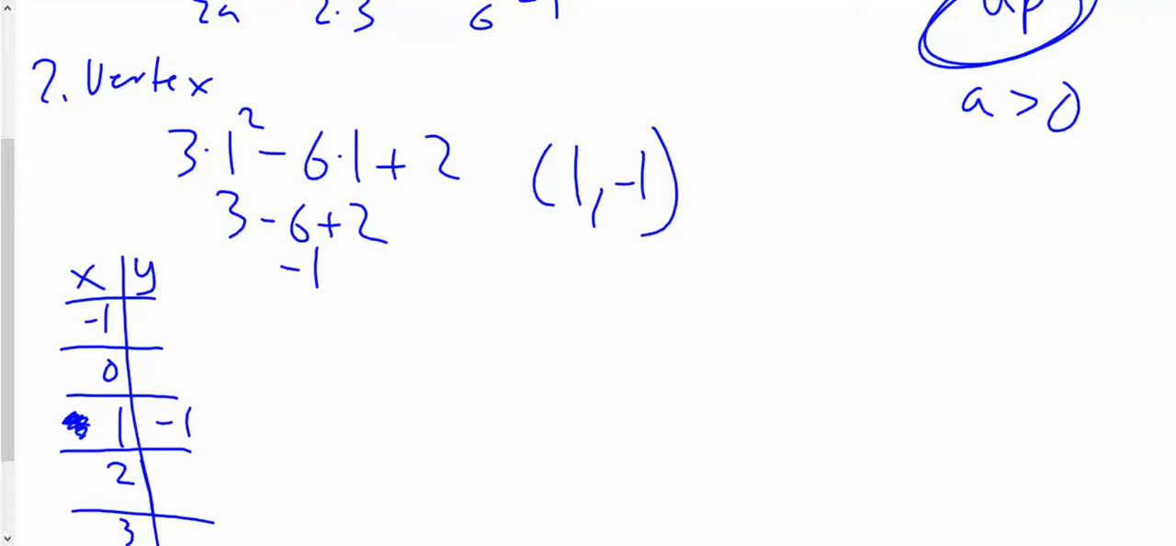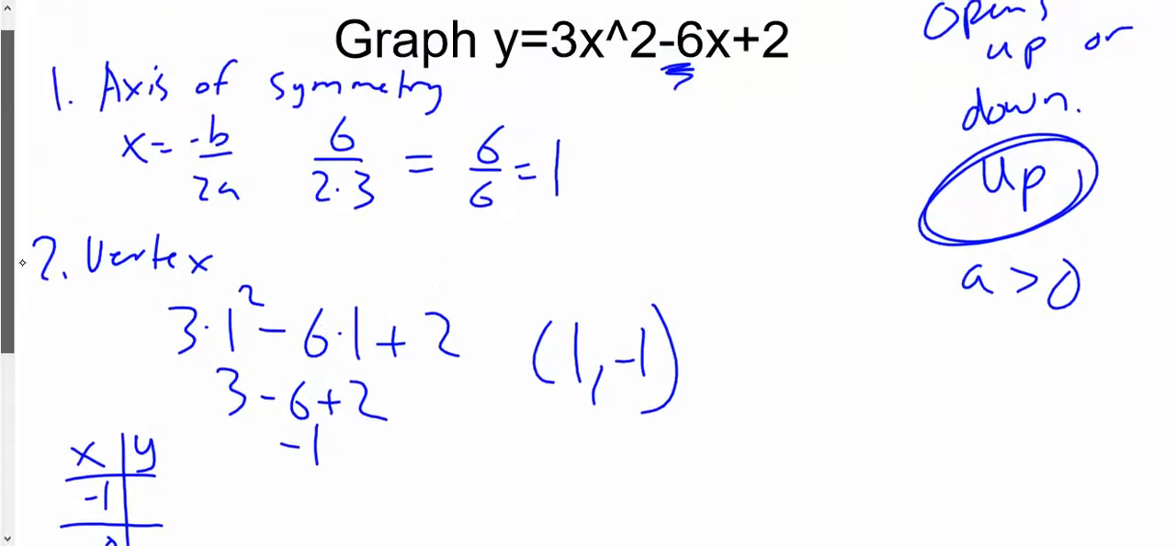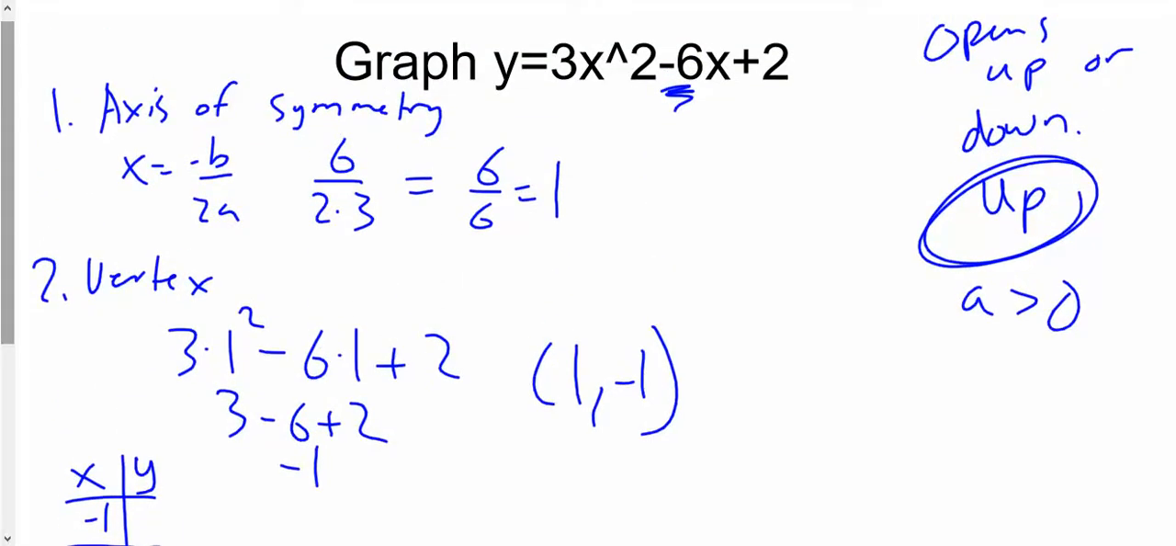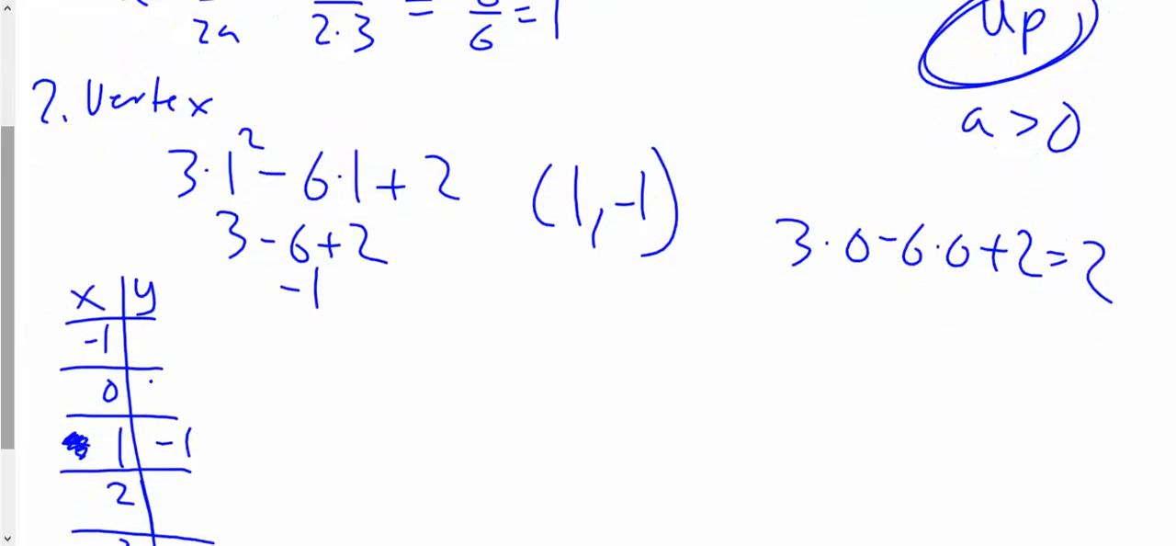So I like using 0. 0 is an easy number to plug in. So when I plug in 0, 3 times 0 minus 6 times 0 plus 2 equals 2. That's easy. So that's why I like plugging in 0. Now I'm going to plug in negative 1 as well. So this is going to be reflexive here. So that's going to be a 2. I know that. So let's plug in negative 1.